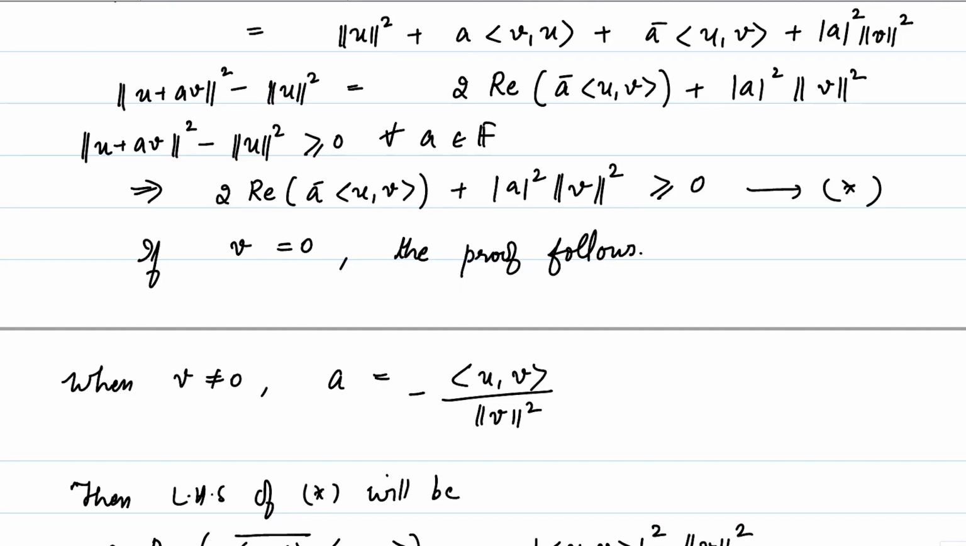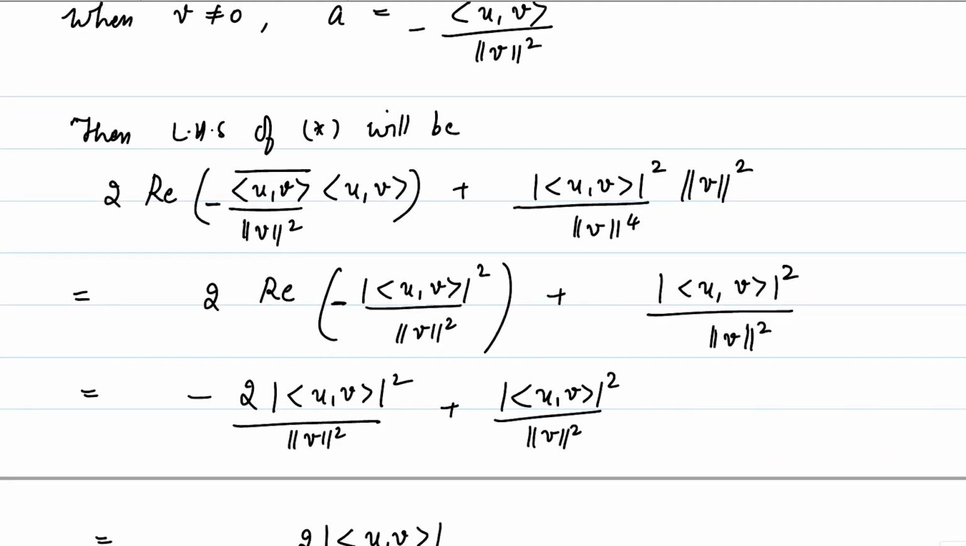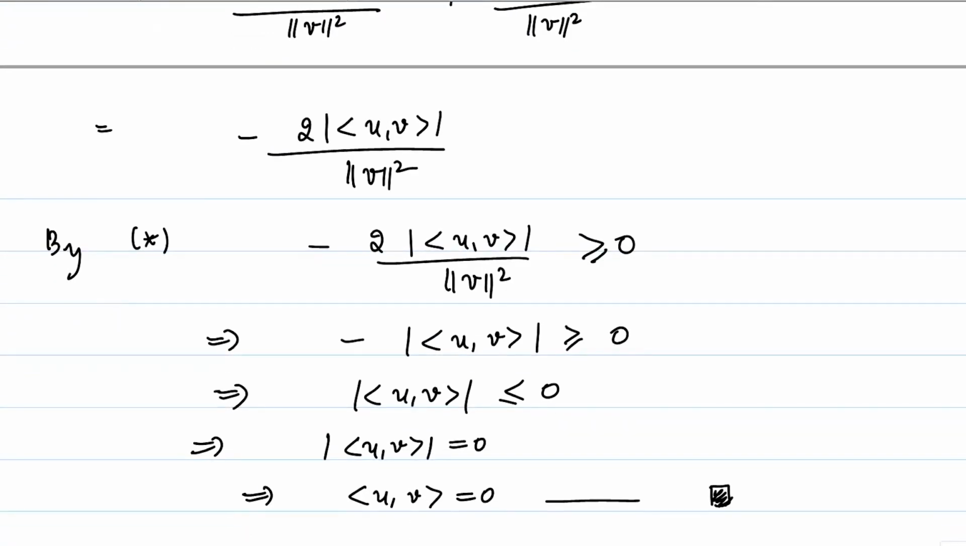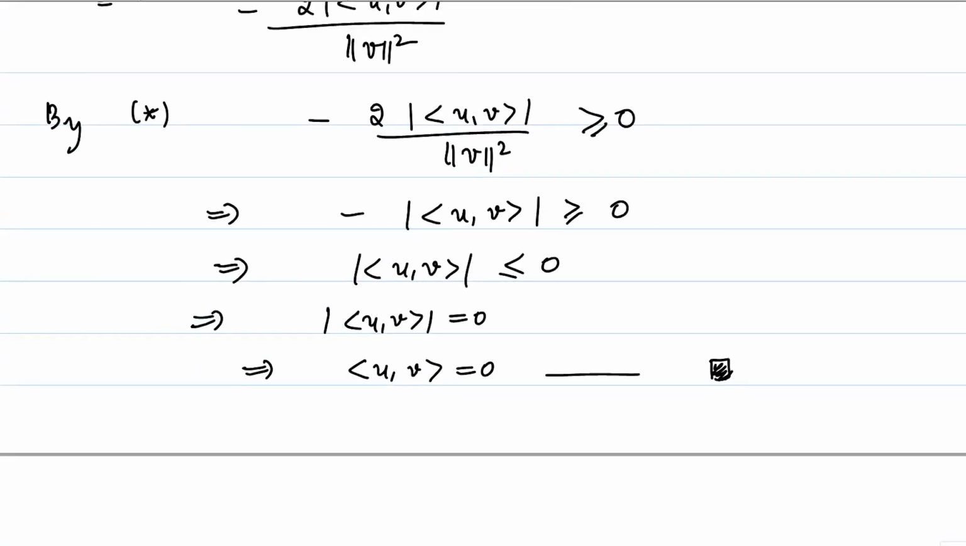And then what did we do? We picked our a very carefully when v is not equal to 0. We picked our a to be something like this, and then with that carefully chosen a, we ended up with the absolute value of the inner product of u comma v being equal to 0, which forced them to be orthogonal to each other. Okay, that solves the fifth problem.